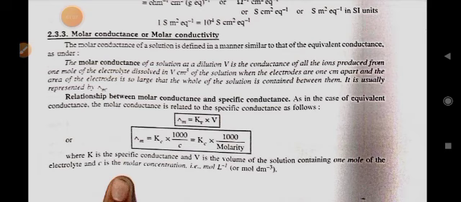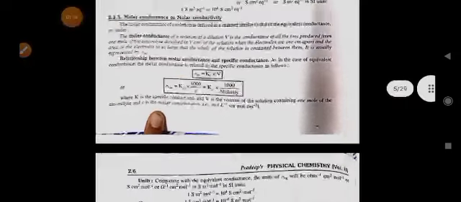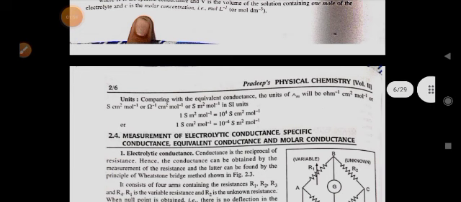Lambda m is equal to k into 1000 by C, which is equal to k into 1000 by molarity, where k is the specific conductance and V is the volume of the solution containing 1 mole of the electrolyte, and C is the molar concentration, that is mole per liter. Comparing with the equivalent conductance, the unit of lambda m will be ohm inverse centimeter square mole inverse, or Siemens centimeter square mole inverse.